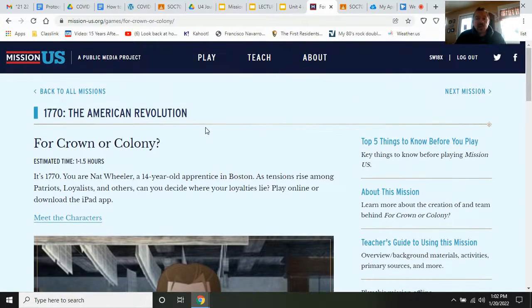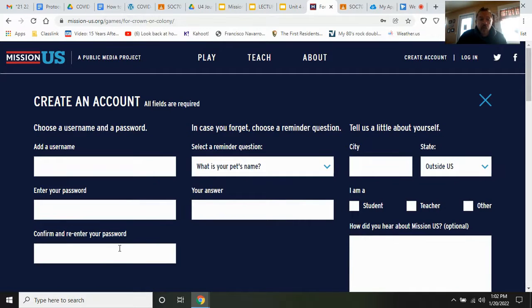So here's the game. Here's the page you're going to go to. I'm going to log out, actually, because I'm already logged in. I want you to see what that page will look like for you. And this is what it will look like. And you'll have to create an account up here. And you'll fill all this out.